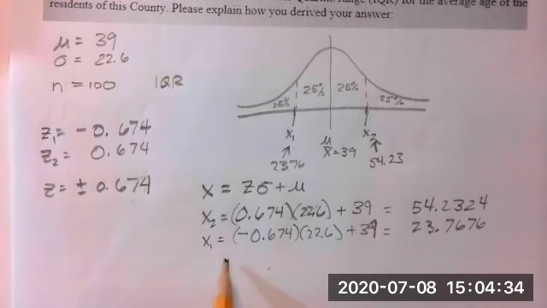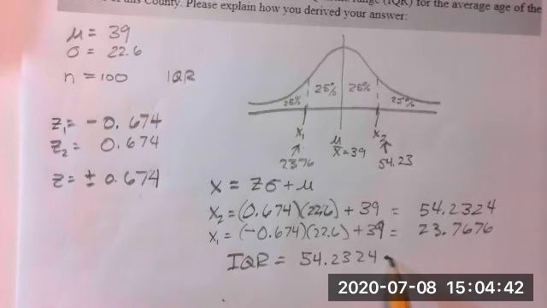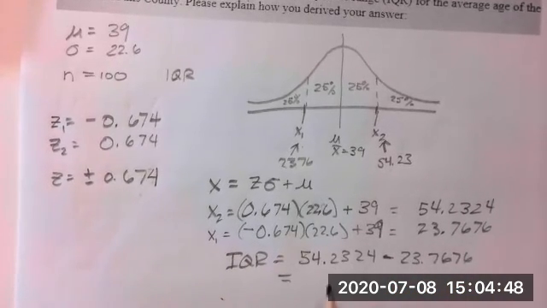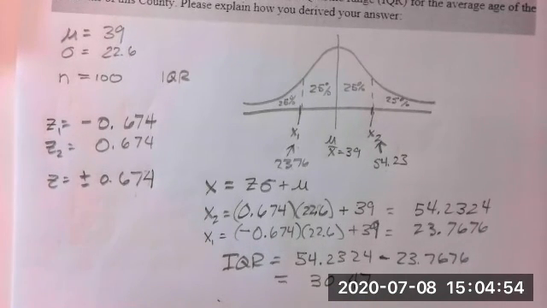So our interquartile range, our IQR, is simply the difference of those: 54.2324 minus 23.7676. We end up with an IQR of approximately 30.47. That's what it works out to be. So there's a range of just about 30.5 years of age.